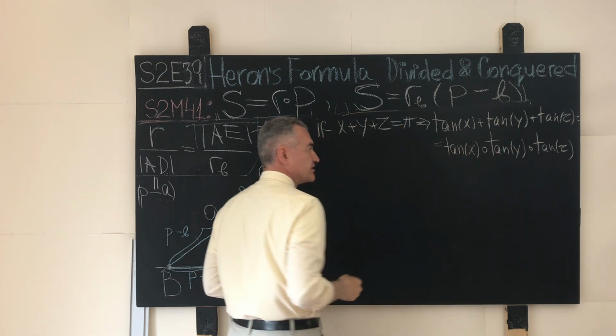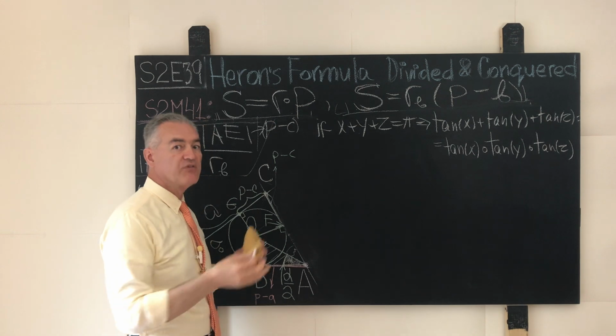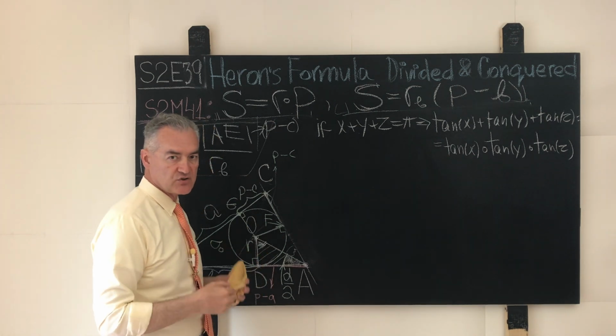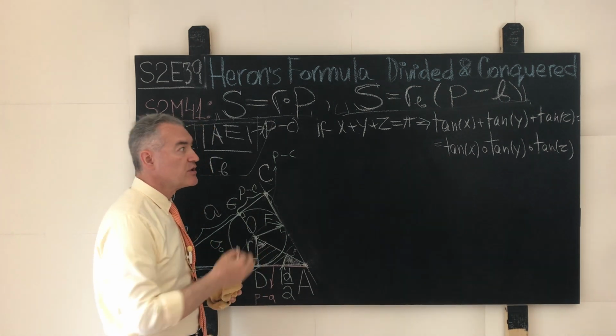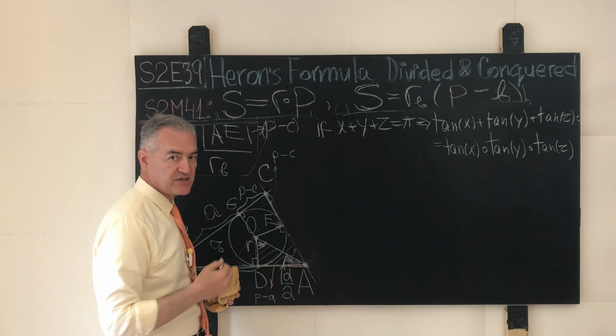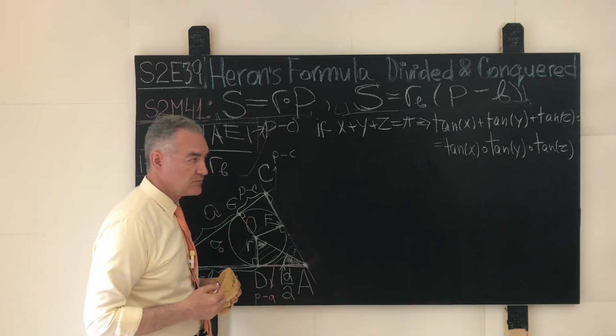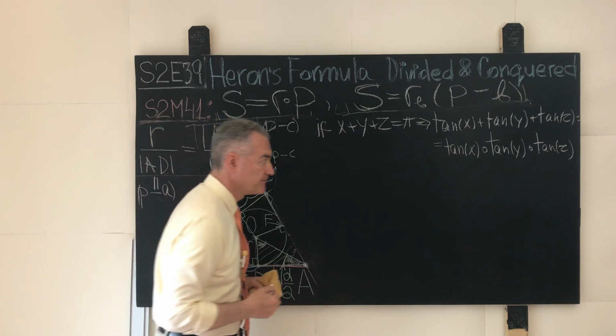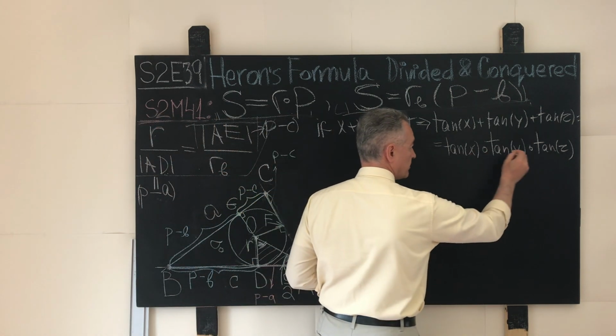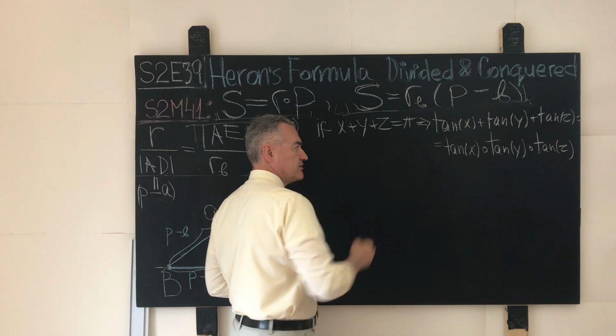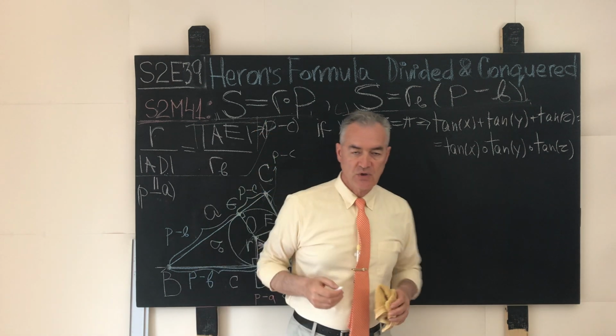In other words, the sum of the values of the trigonometric function of tangent is equal to the product of these very values of the very same trigonometric function of tangent evaluated at the angles x, y, and z. This is the second hint, as we explained in season 1, episode 2.